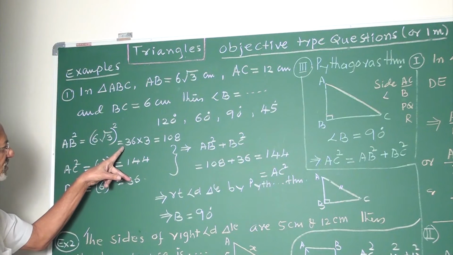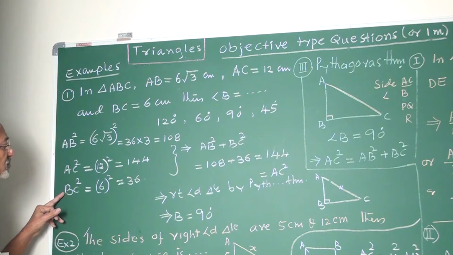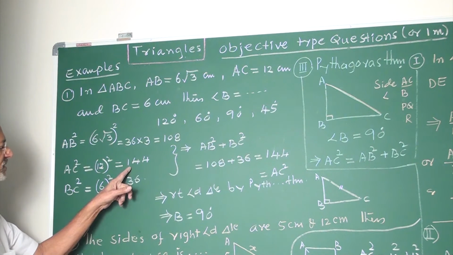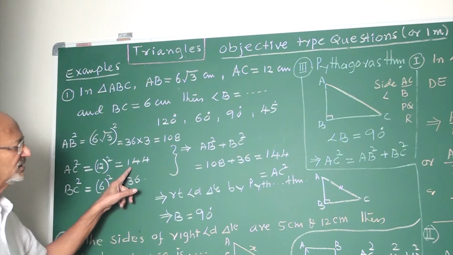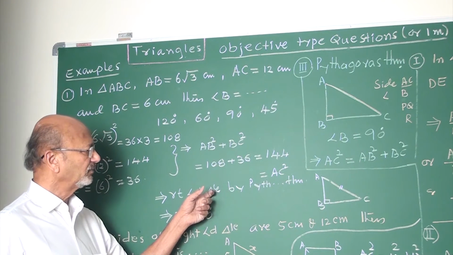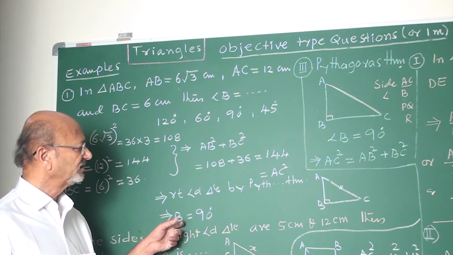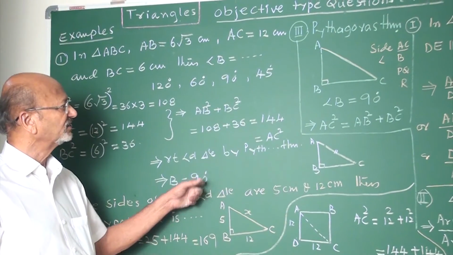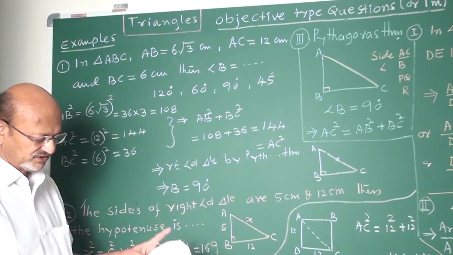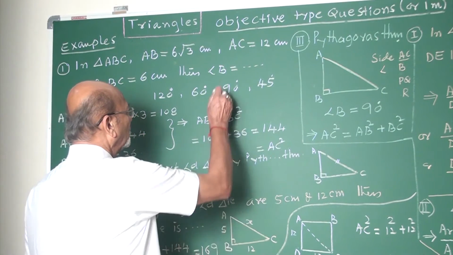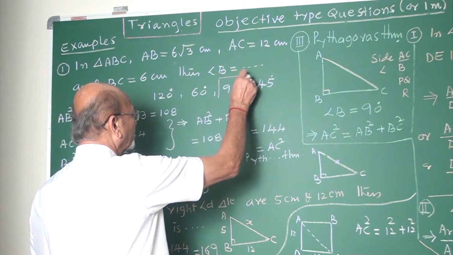What is your observation? 108 plus 36, which is AB square plus BC square. 108 plus 36 is 144. That 144, if it is equal to AC square, then by our great friend Pythagoras, it is a right angled triangle in which angle B is 90 degrees. Then which option is the correct answer, my friends? C, the third option, is the correct answer.